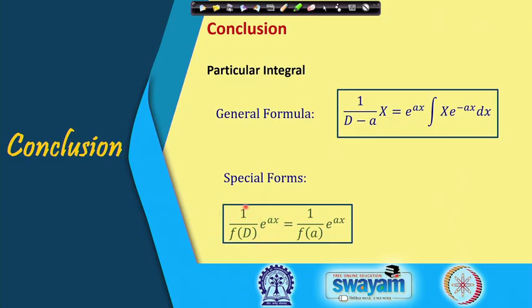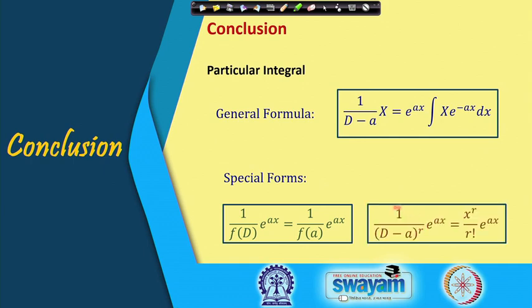The rule was that for 1 over f of d acting on e power a x, we can replace this d by a if f of a is not 0. If it is 0, then we certainly have a d minus a factor, and that can also be easily evaluated as x power r by factorial r and e power a x.